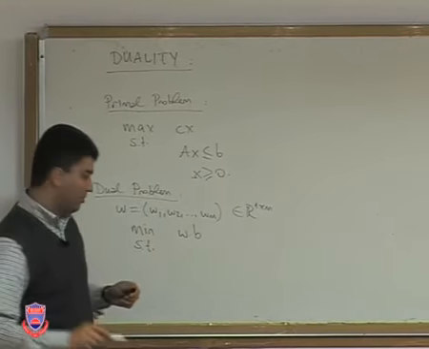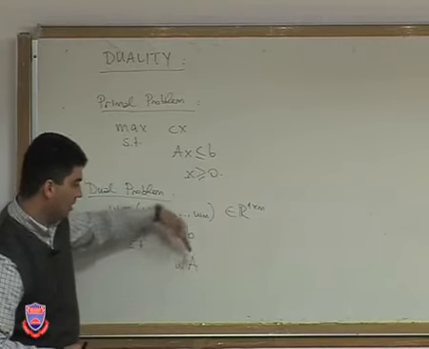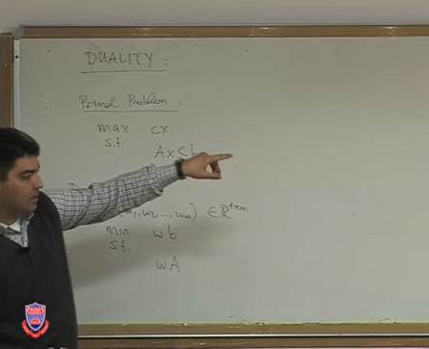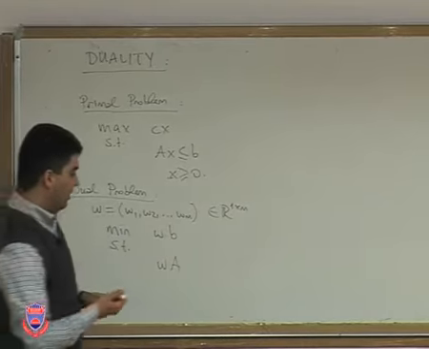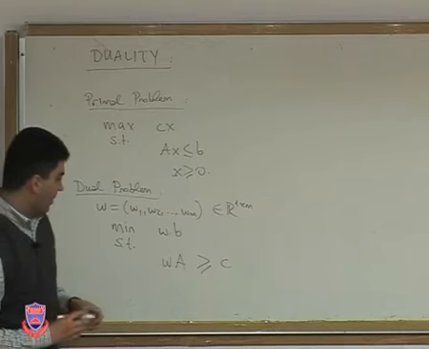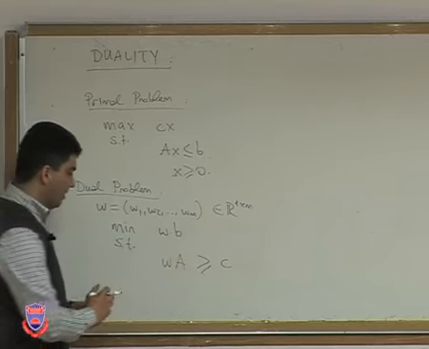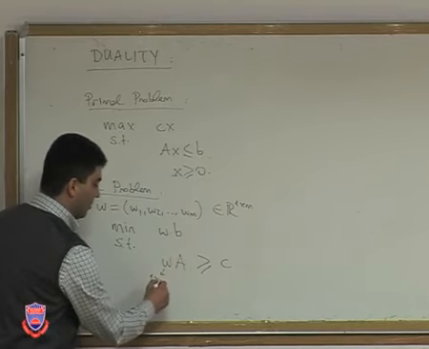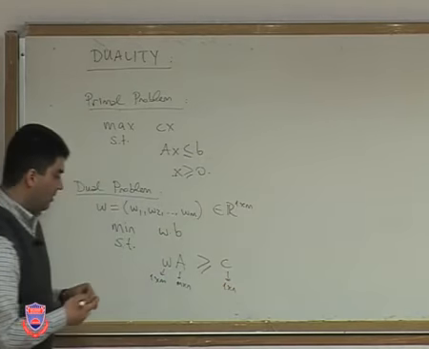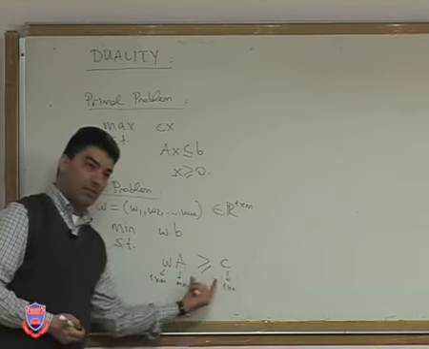W times A, right? So what does W times A look like? Well, I'm taking W and multiplying the first column of A, and that's exactly the left-hand side of the first constraint, basically, okay? And I want this to be greater than or equal to the first component of C, okay? So W times A actually is a row vector, okay? Why is that? Because W is a 1 by m matrix, and A is an m by n matrix, and C is a 1 by n matrix, right? So 1 by m times m by n will be a 1 by n matrix. Okay? So this will be a 1 by n matrix as well.